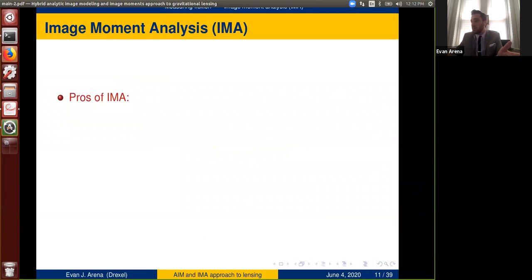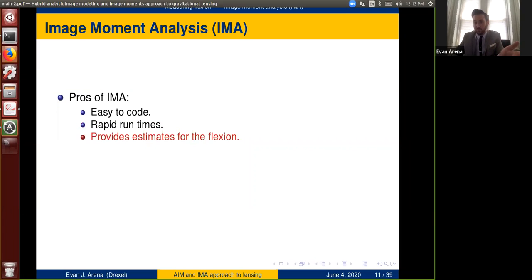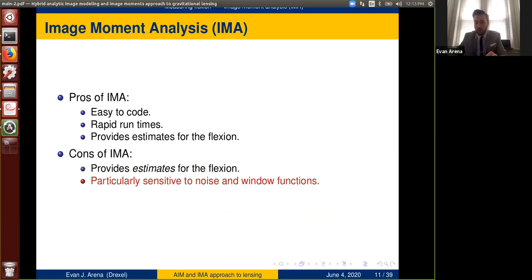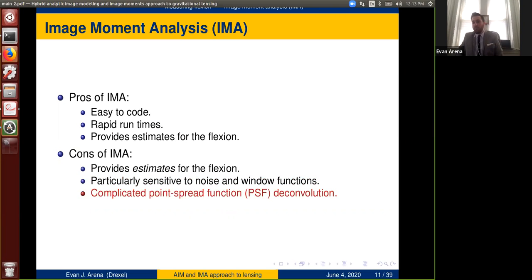So what are the pros and cons of the image moment analysis approach? Well, they're easy to code. The code runs very quickly, and they provide estimates for the flexion, which is the thing that we're after here. Sounds great, but what are the cons? Well, they provide estimates for the flexion. They are particularly sensitive to noise, the window functions, and they also have a very complicated point spread function, PSF, deconvolution.